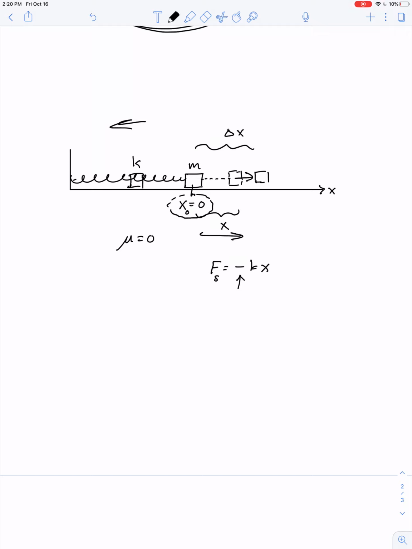If we were to compress the spring, then the displacement would be to the left, but the force would be to the right. This is known as Hooke's law. The potential energy in the spring is equal to 1/2 kx squared. So it doesn't matter whether the spring is stretched or compressed, as long as it's compressed the same distance that it's stretched, it should have the same amount of potential energy stored. Whether x is positive or negative, potential energy is going to be positive.